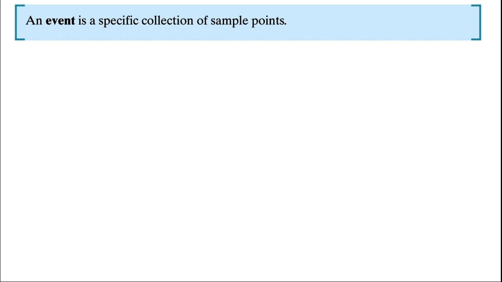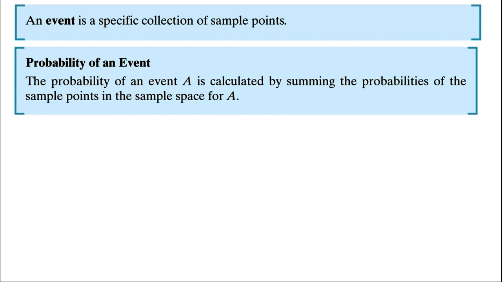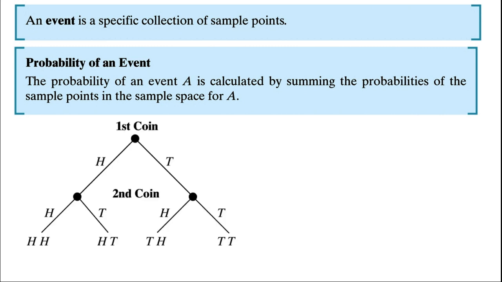Another definition is an event. An event is a specific collection of sample points. The probability of an event A is calculated by summing the probabilities of the sample points in the sample space for A. We will use the example of tossing two coins again to explain.